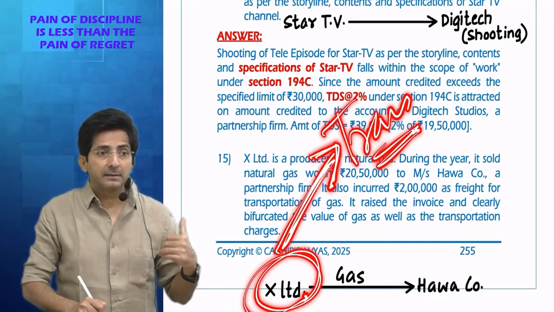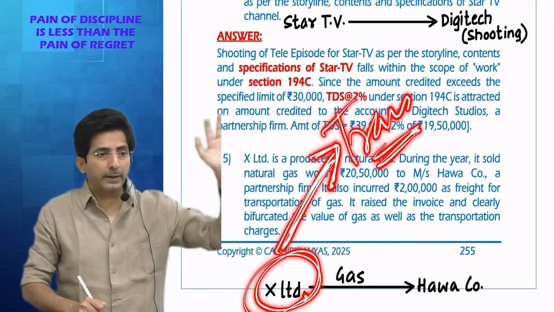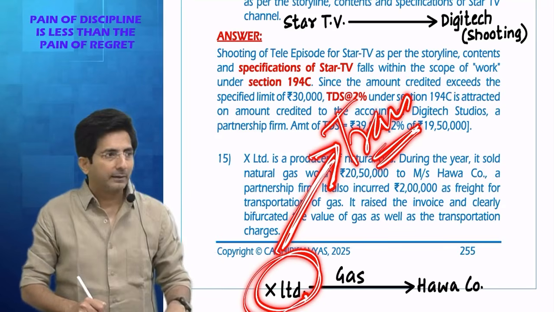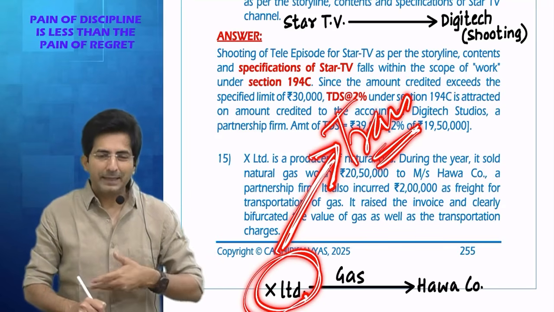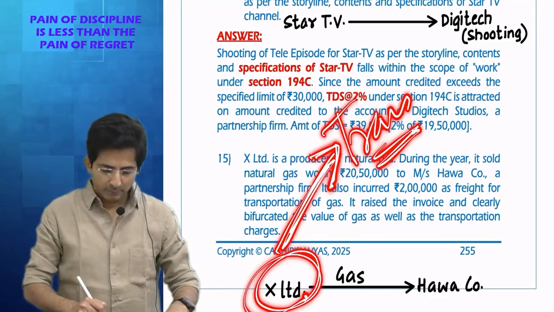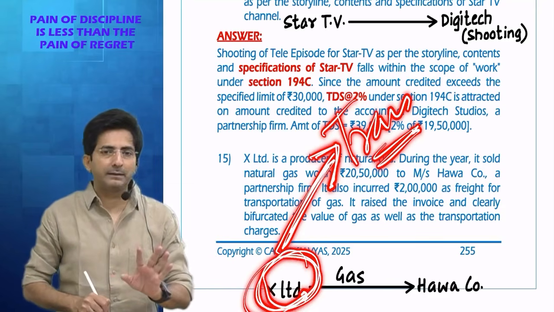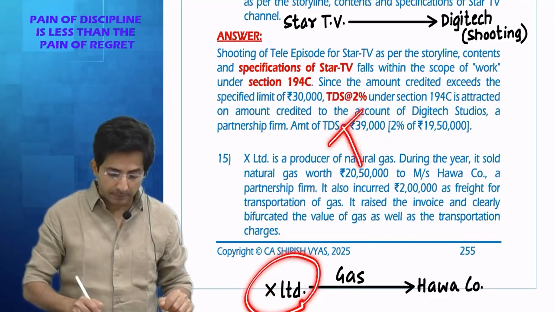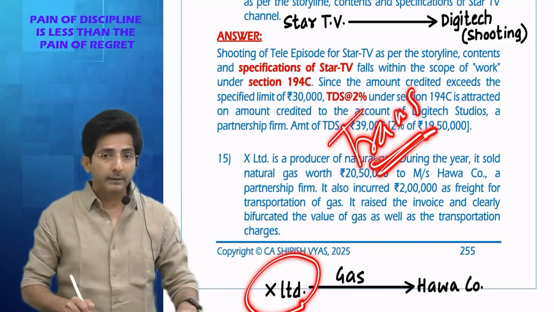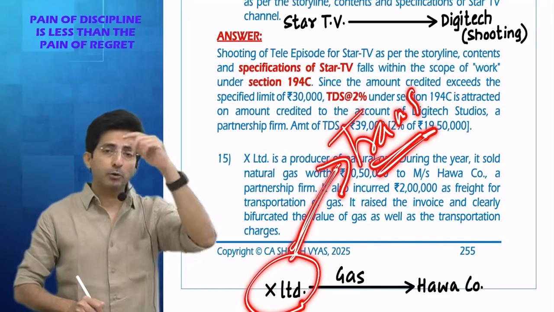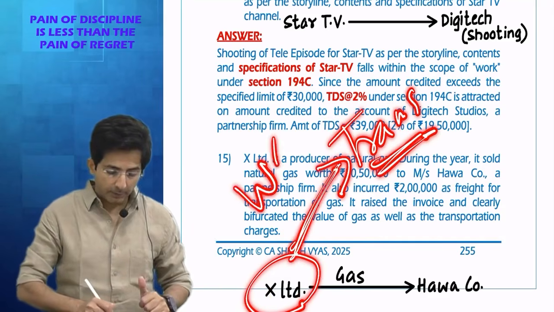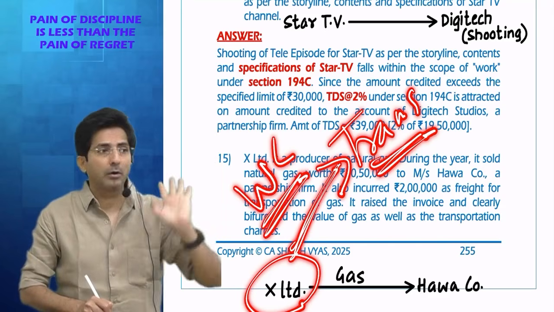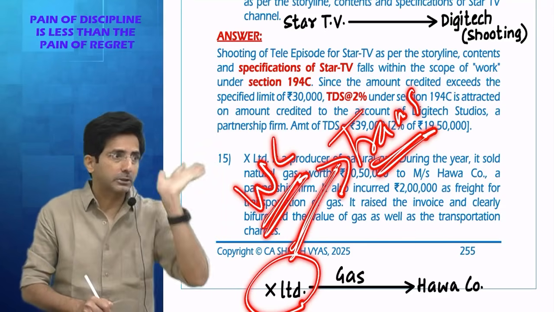At the most, works contract comes when X Limited has given the transportation job to some third party. And that is also an assumption. See, generally X Limited itself might have transported. X Limited might have told its worker, take this gas and send it to Hawaiian company. Then again there is no question of works contract. But if I assume X Limited has hired some transporter or third party and given the transport job, then there can be a works contract between X Limited and the transporter. That also only if some third party is involved. All this is not given, I am just talking about various possibilities.